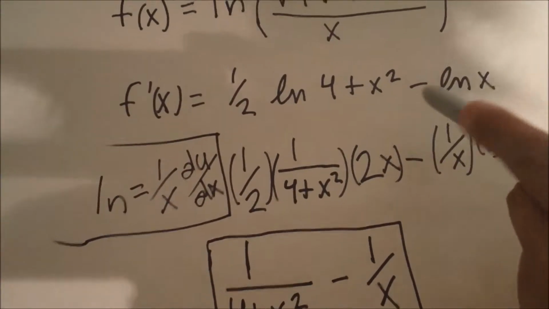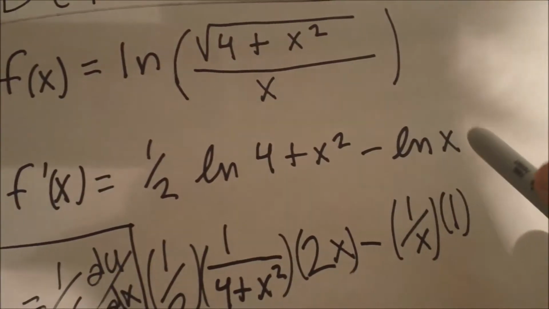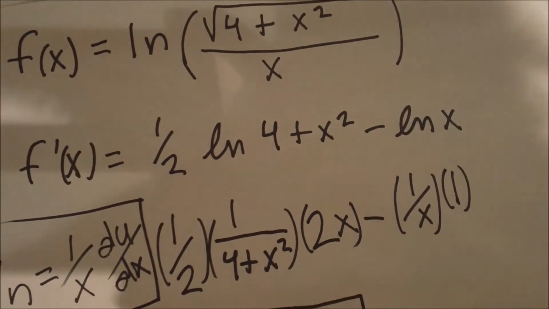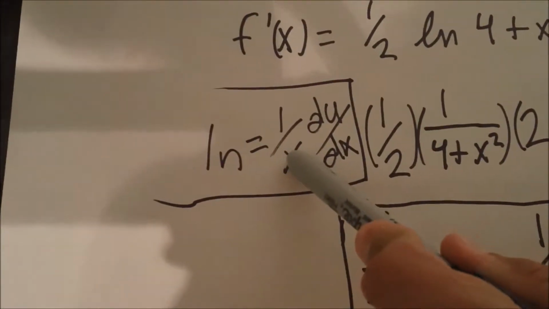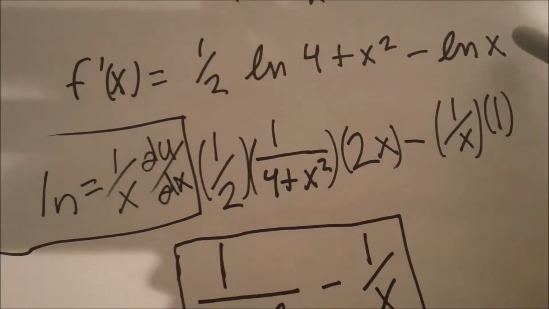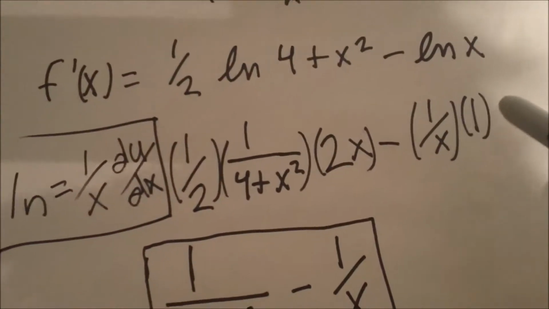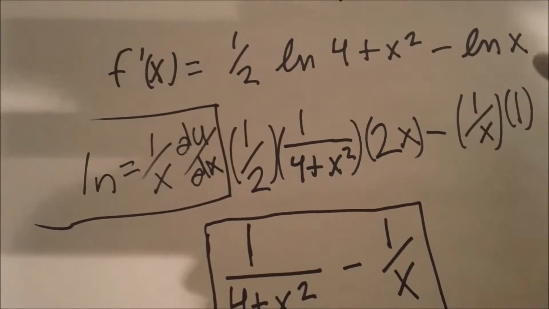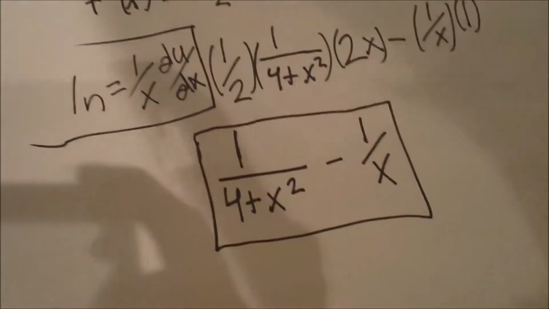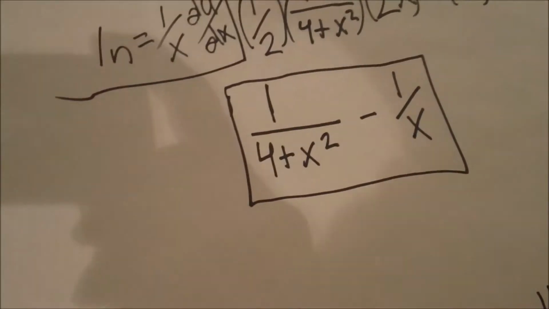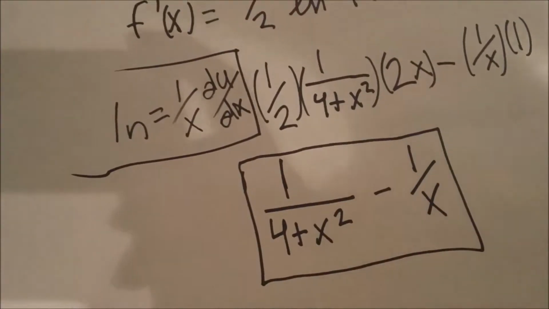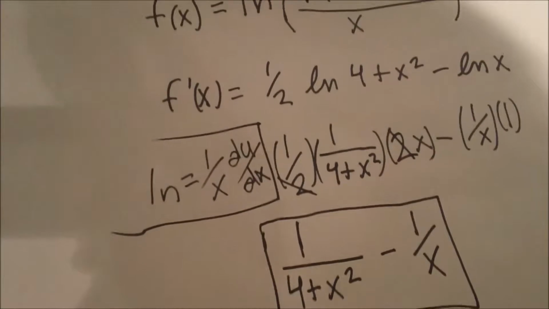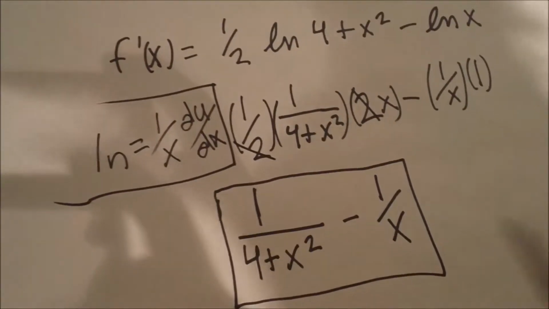Same with this one over here, minus ln of x. So remembering that the derivative of ln u equals 1 over u times du dx, 1 over x, so x just simply stays there, and the derivative of this variable is 1. So now all you have to do is simplify both sides of your equation. So up here, your 2's cancel out.